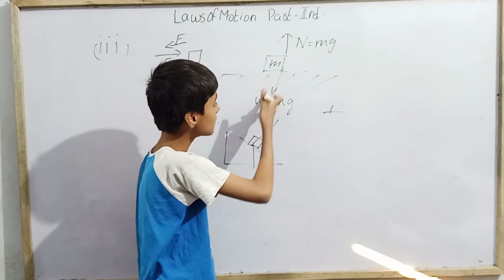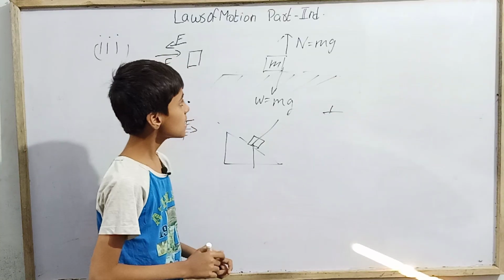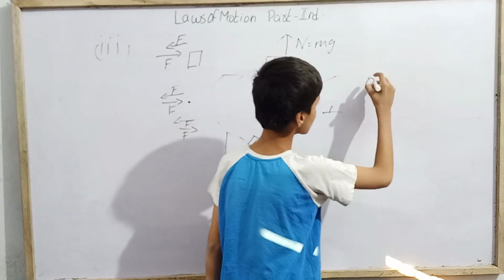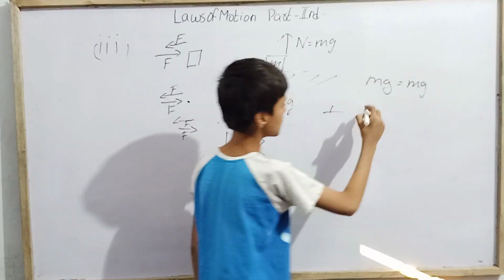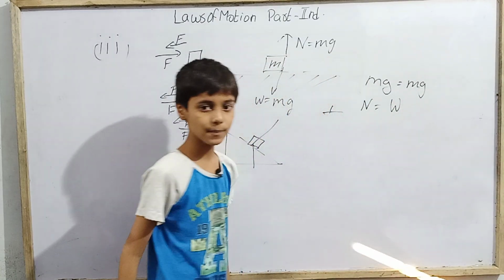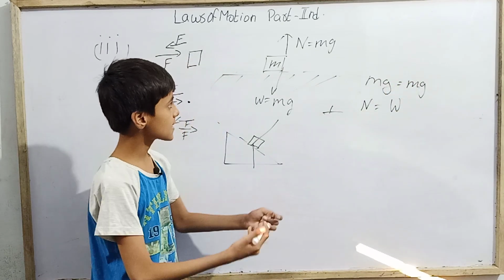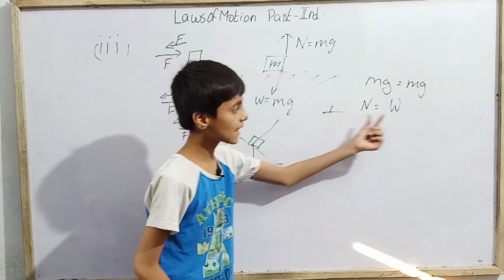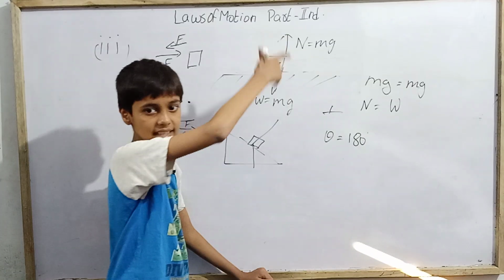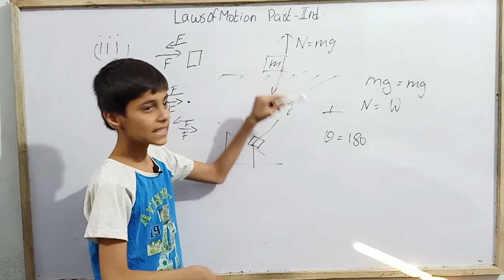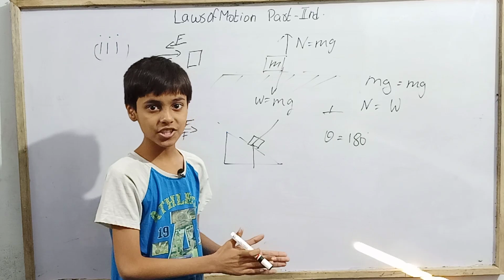So can N and W, the normal force and weight, be called action-reaction pairs? Since we know mg equals mg, both magnitudes are mg, so we can also write N equals W. Suppose the angle between N and W is theta. So theta equals what? 180 degrees. They are equal and opposite forces. Then are they action-reaction pairs? No, they aren't action-reaction pairs.